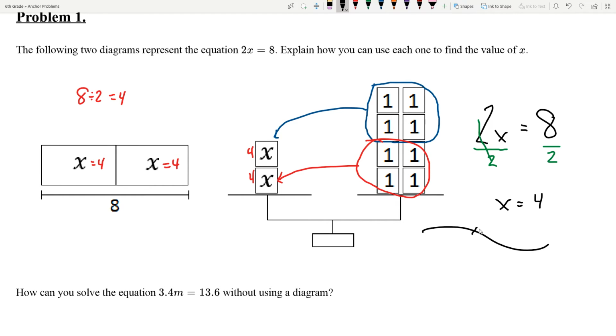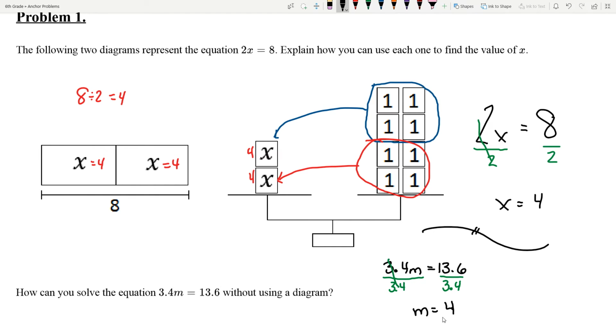And so can we use that to solve 3 4/10 m equals 13 6/10 without using a diagram? Of course. The opposite operation of multiplication is division. So we'll divide by 3 4/10 on both sides. 3 4/10 divided by 3 4/10 is 1. So we're left with 1m, which again is exactly what you want. And 13 6/10 divided by 3 4/10 is 4.